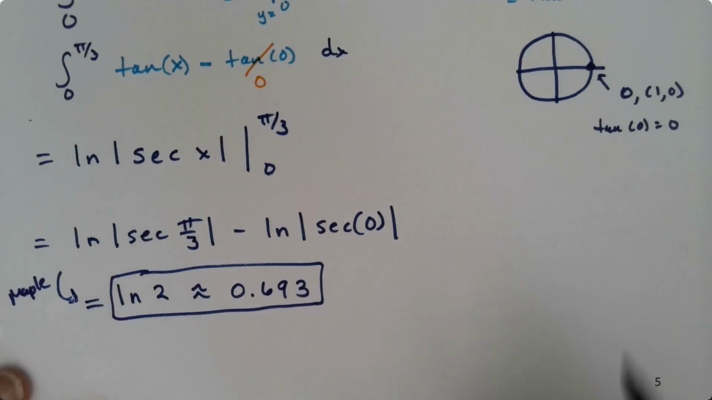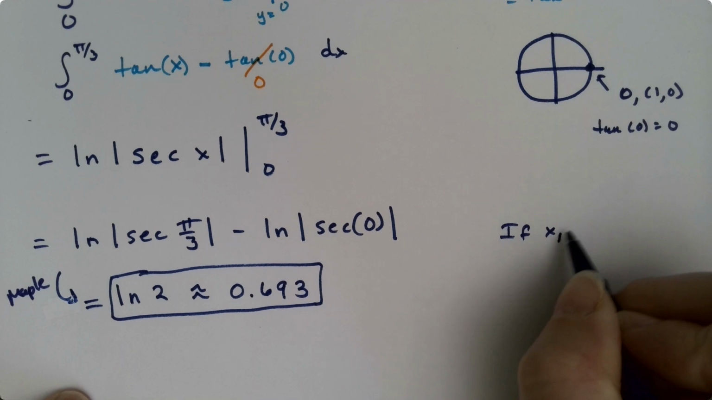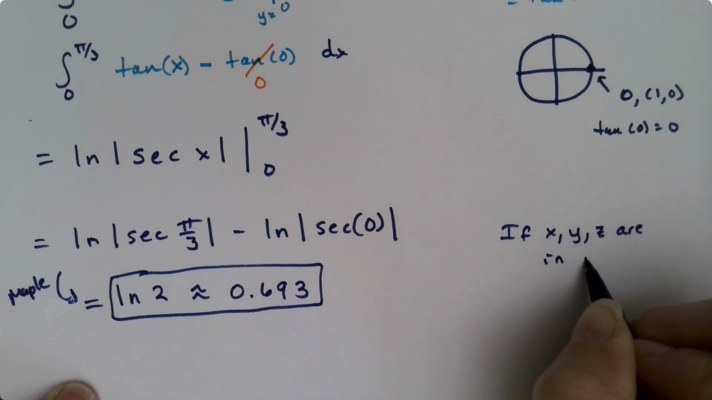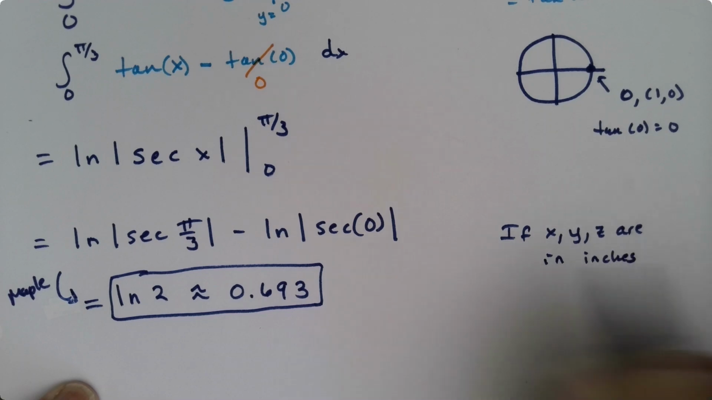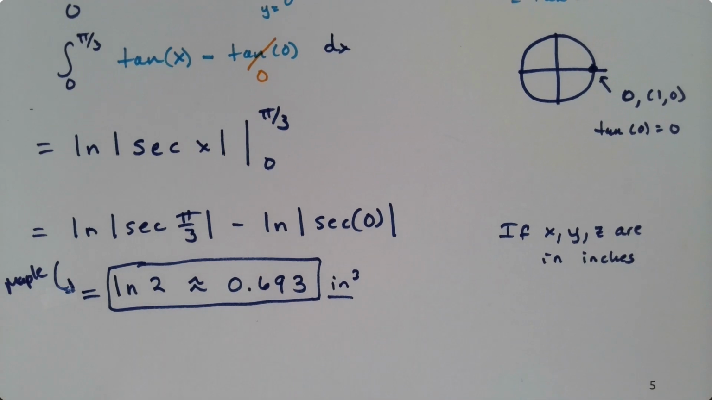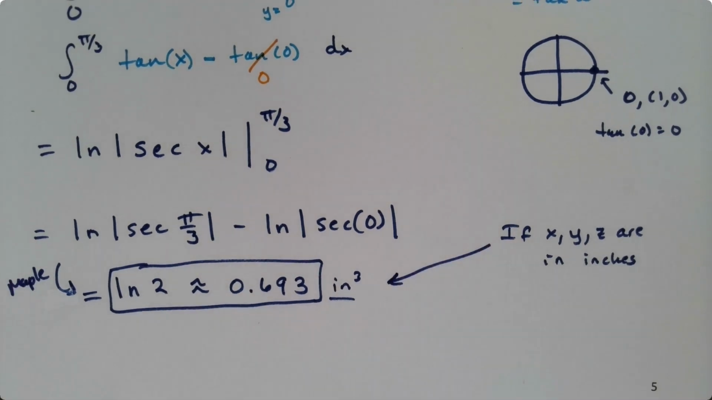If x, y, z are in inches, for example, then what we actually found is inches cubed, right? But that's only if we were given that they were inches in the first place.